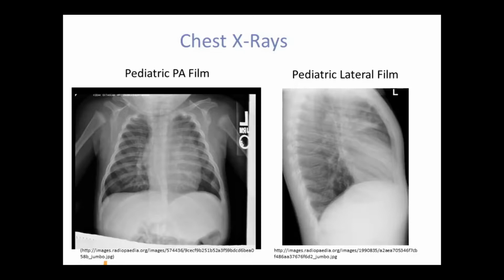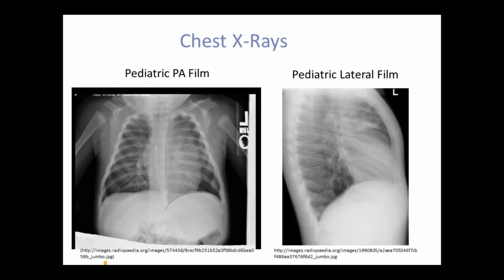Firstly, check that the correct X-ray views have been obtained and that the film is that of your patient. Before analyzing the film, you must ensure that the film is of adequate quality. You can do this by examining for 3 factors, which are penetration, inspiration, and rotation. Firstly, penetration. You should be able to appreciate the thoracic spine through the heart. If the film is underpenetrated, the left hemidiaphragm will not be visible.